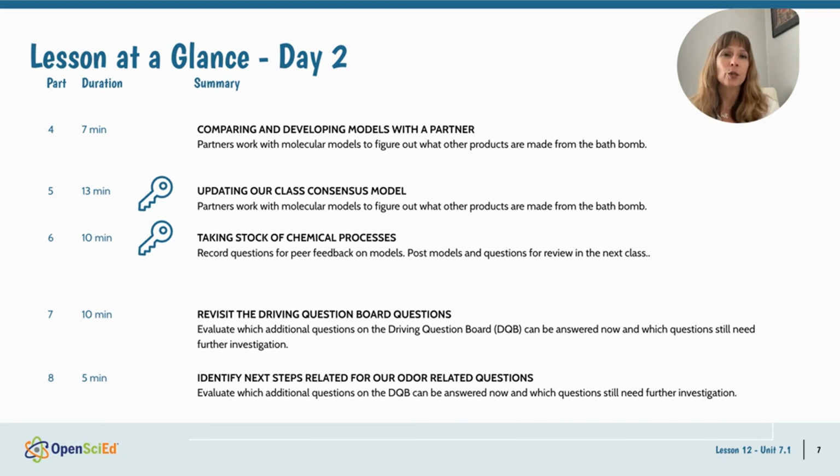And here in day 2, students will be comparing and developing models using one of the questions from the assessment in day 1. We'll come back and update our class consensus model again, and then think about chemical processes, kind of summarize what we've learned so far about those, and then finally take another look at the driving question board and figure out next steps and what questions we haven't answered yet.